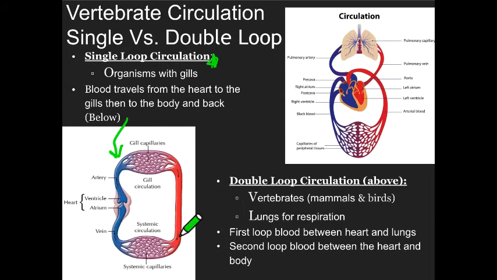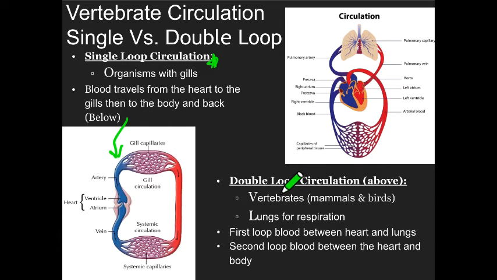The oxygenated blood goes to the body. Once the body takes the oxygen and gets carbon dioxide in it, it goes back to the heart and is pumped to the gills to do the gas exchange, then pumped to the body, then pumped to the gills, pumped to the body. But it's all one single closed loop, and that's it.